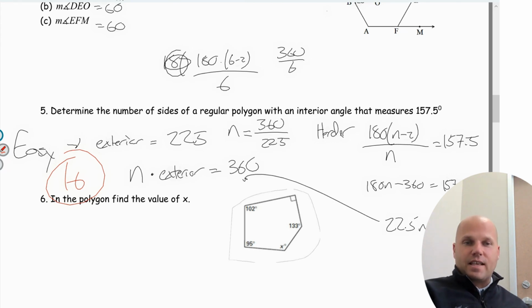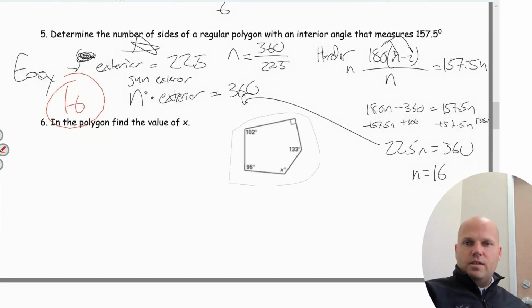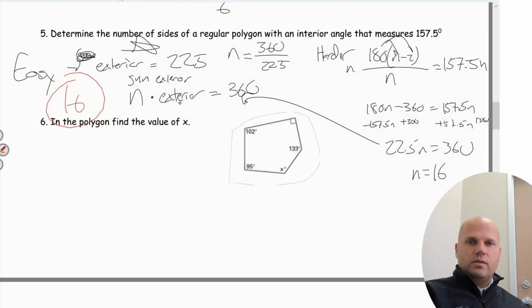It's the same as this, just a harder way to get it. Multiplied everything by n. I then distributed the 180, and then I subtracted 157.5 n's. Then added the 360, and then I divided by 22.5. I think this is easier, is that the sum of the exterior is 360, and that means the amount of sides times each exterior angle is 360.